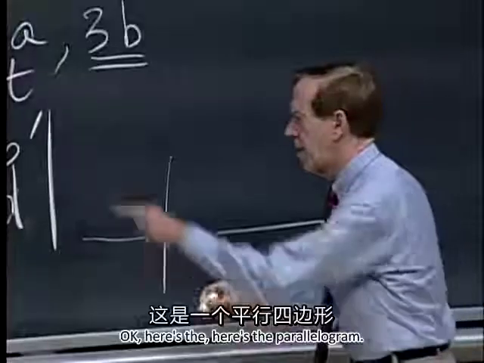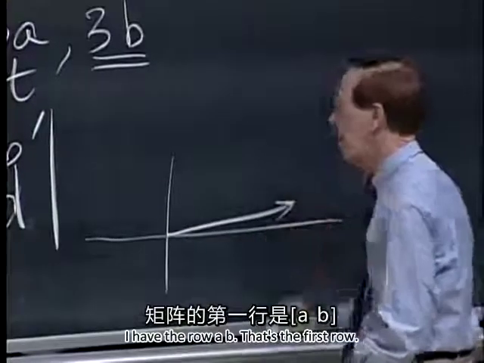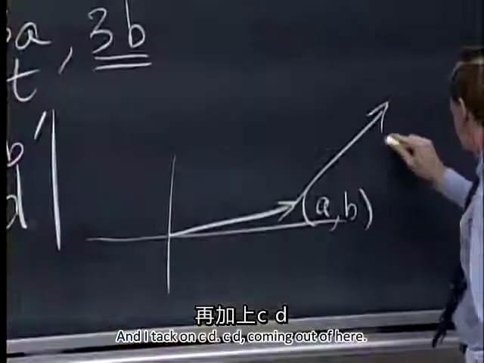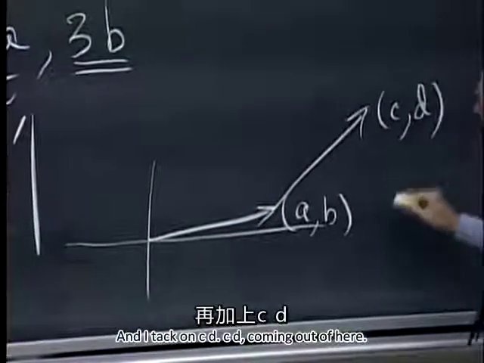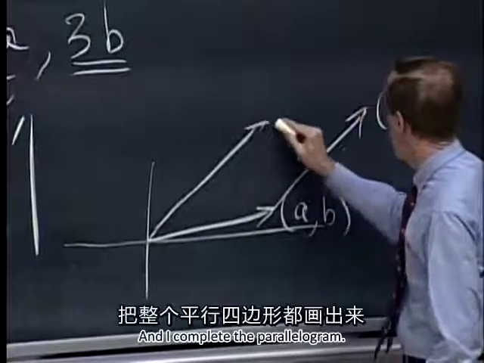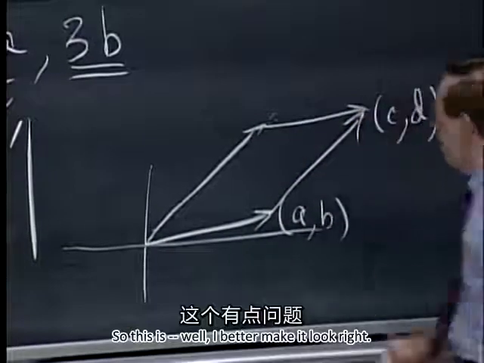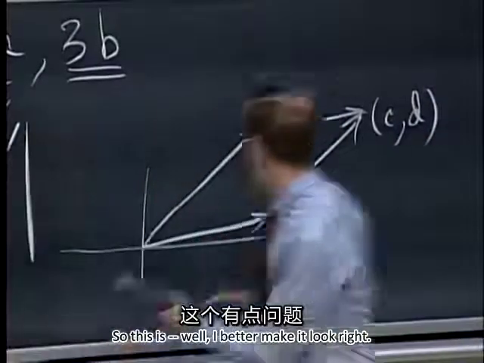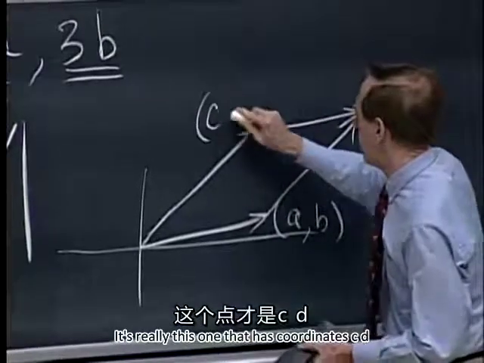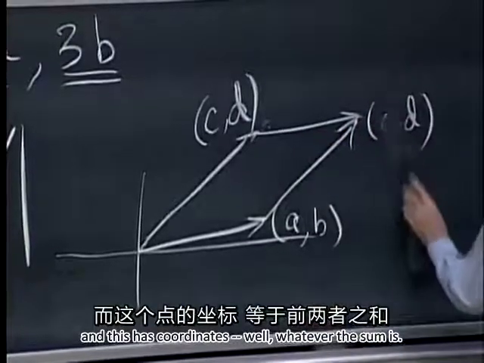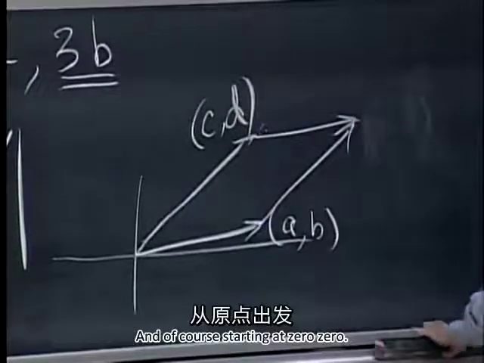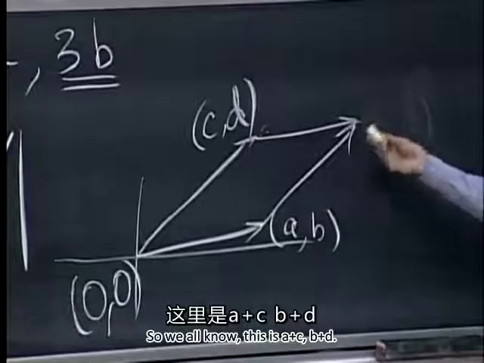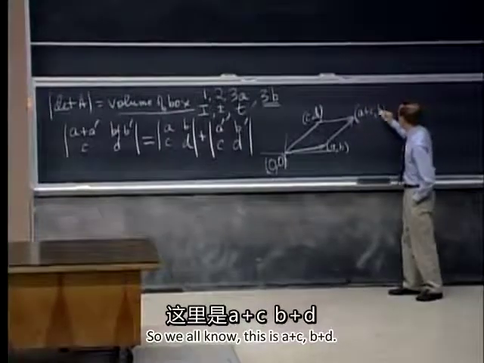Okay, here's the parallelogram. I have the row AB. That's the first row. That's the point AB. And I tack on CD, CD coming out of here. And I complete the parallelogram. So this is C. Well, I better make it look right. It's really this one that has coordinates CD, and this has coordinates, whatever the sum is. And, of course, starting at 0, 0. So we all know this is A plus C, B plus D.